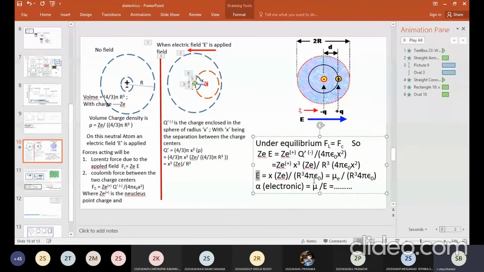This is the expression and you take ZE to the other side. Out of these two ZEs, one ZE gets cancelled and this is the expression that you got: mu E by R cube. So please tell me what is your electronic polarizability alpha? You know the expression for E here and I want your alpha. Am I clear? Right.